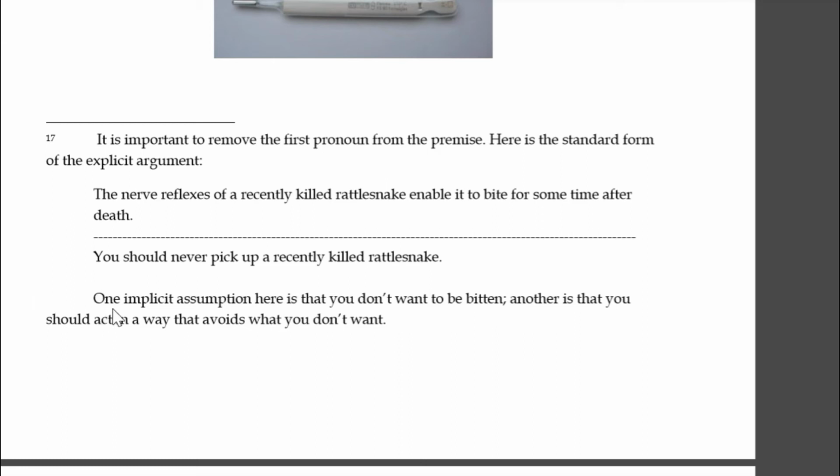So Dowden writes that right here. One implicit assumption here is that you don't want to be bitten. Another is that you should act in a way that avoids what you don't want.